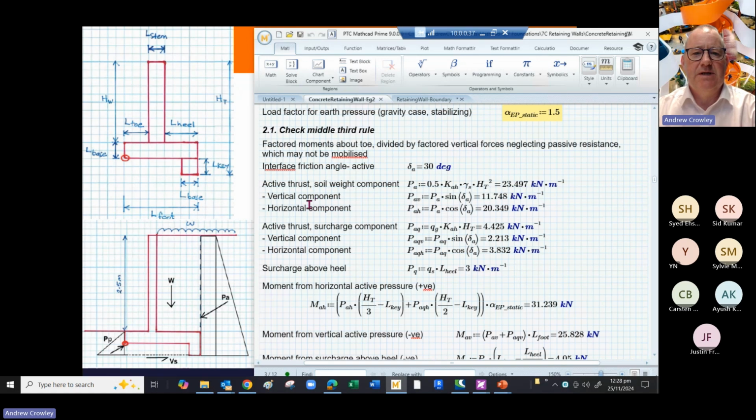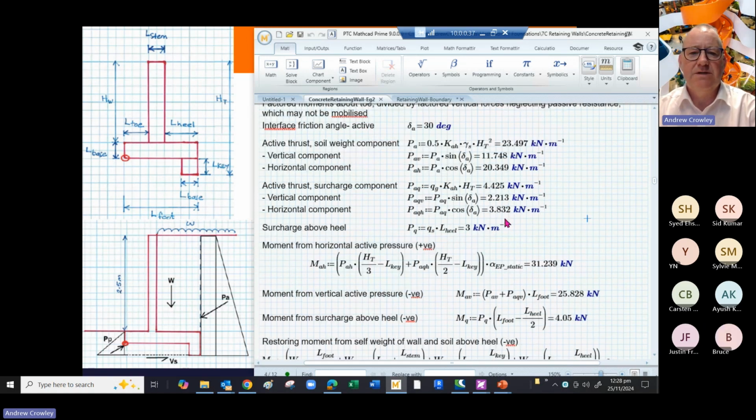So our active soil thrust, the horizontal component is 20 kilonewtons per meter, while the vertical one is 11. So that's for the soil. Let's look at the result of the surcharge. The surcharge is on the top of the retaining wall, and again that effectively is at an angle. So we have a vertical component because of that angle of 2.2 and a horizontal component of 3.8. We can also allow for a surcharge above the heel. That's this thing here marked as W on the diagram, but it's worked out as PQ here, of 3 kilonewtons per meter.